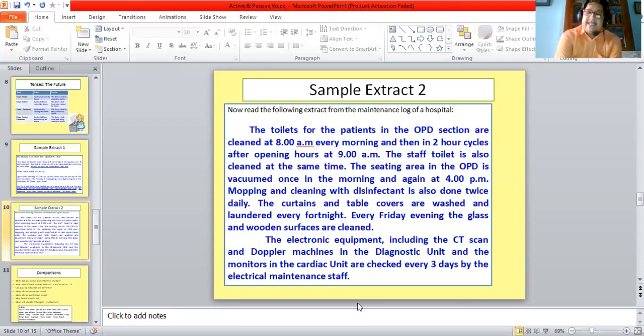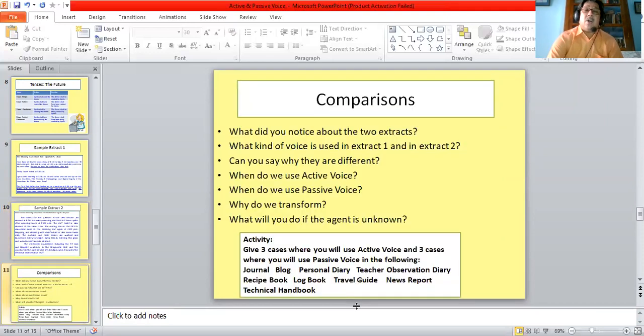So it's very, very detailed. Now, what difference? Now, let's see. I have got some questions based on these two extracts. So can I read out the questions first? Okay, let me read out the questions. Then we will compare and contrast the two extracts.